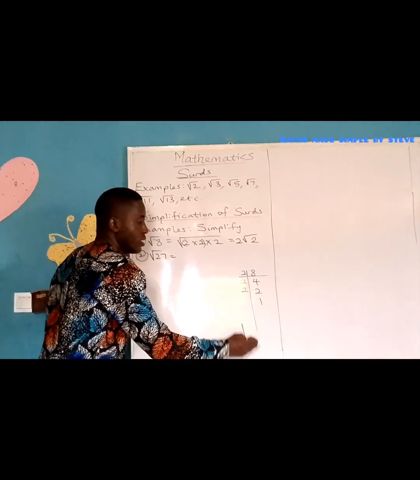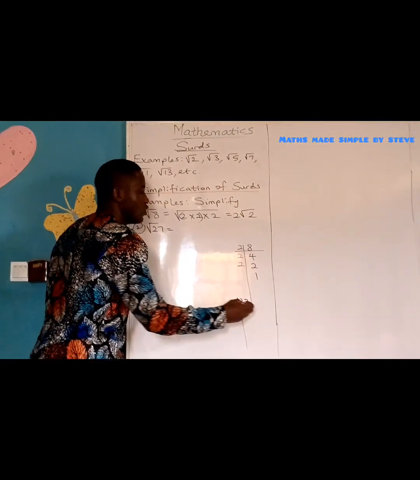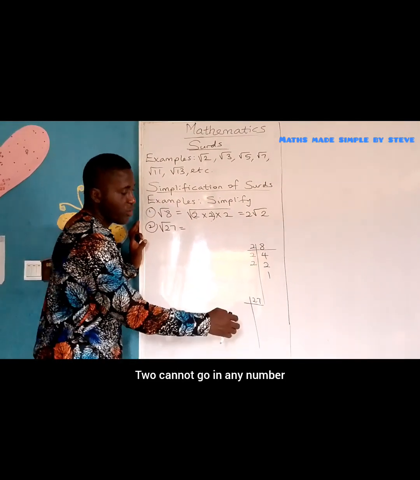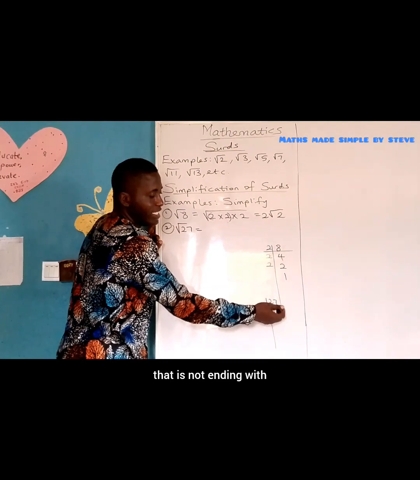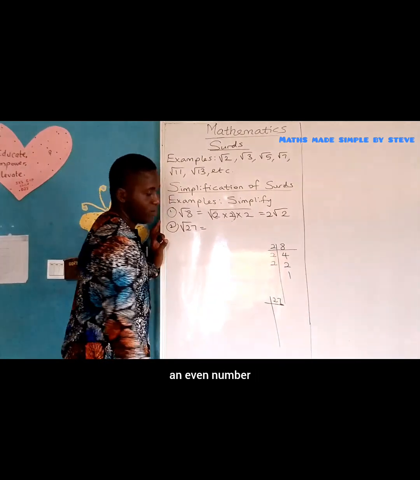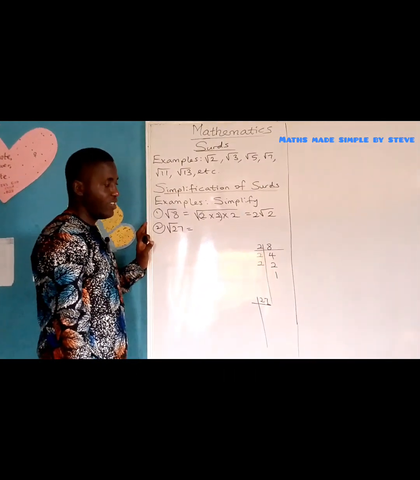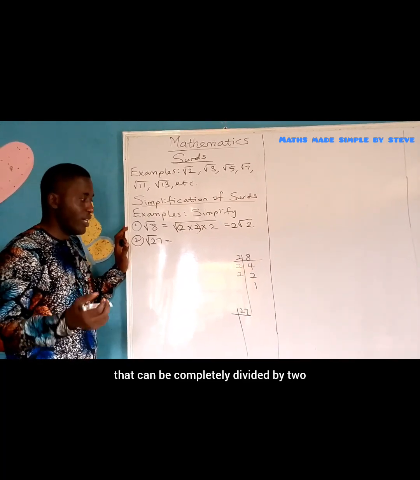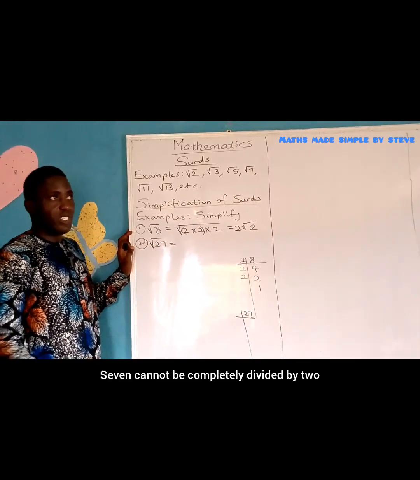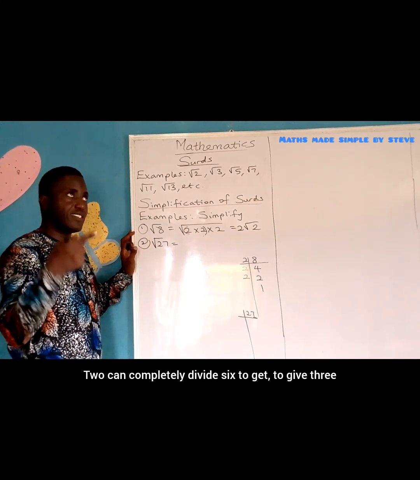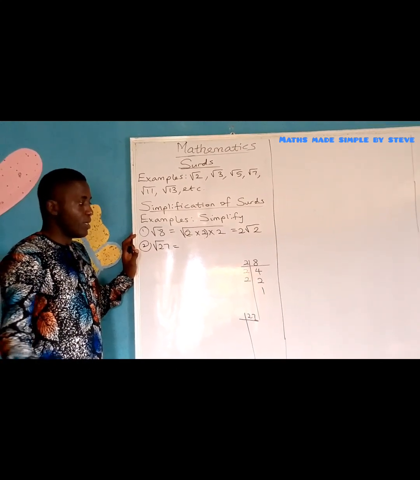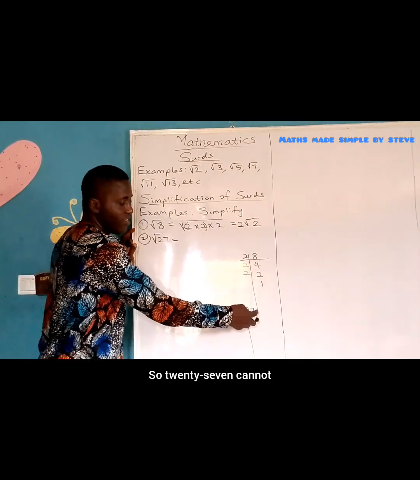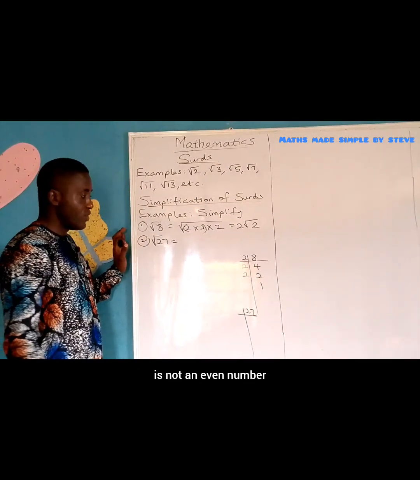So get a rough sheet, 27. 2 cannot go in 27. 2 cannot go in any number that does not end with an even number. 7 is not an even number. An even number is a number that can be completely divided by 2. 7 cannot be completely divided by 2. 2 can completely divide 6 to give 3, but 2 cannot completely divide 7. There will be a remainder of 1. So 27 is not an even number.